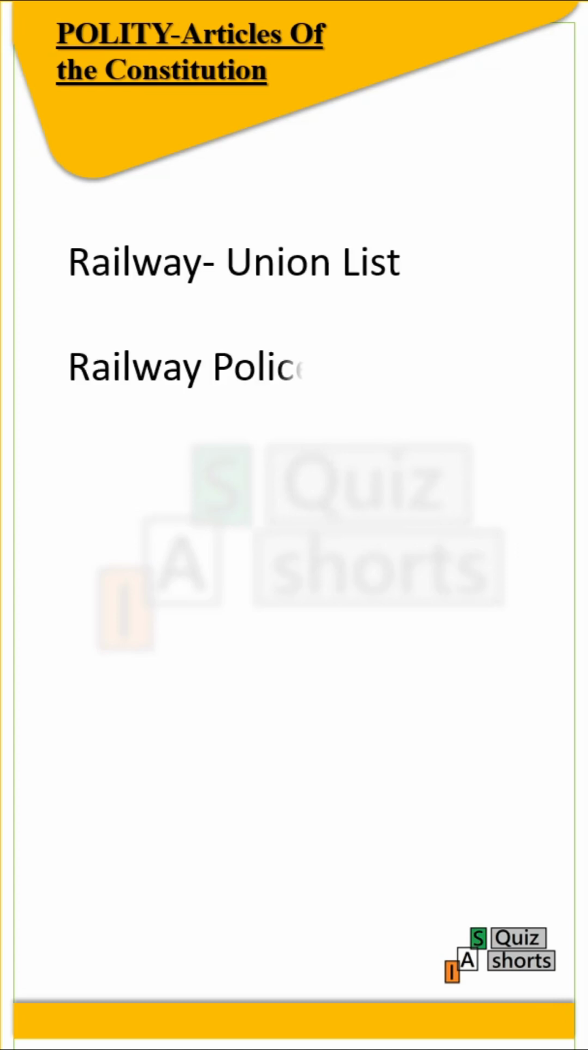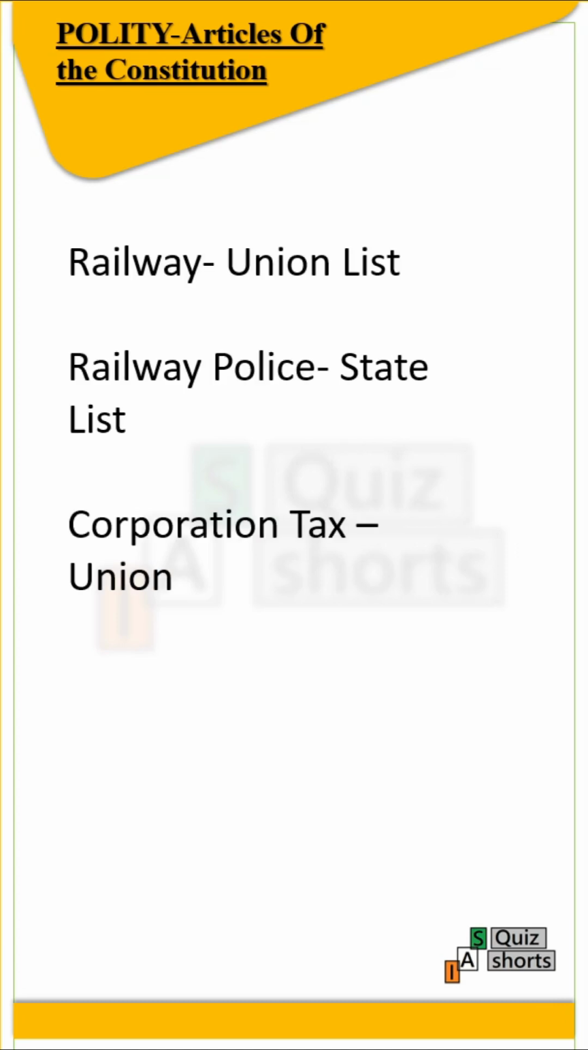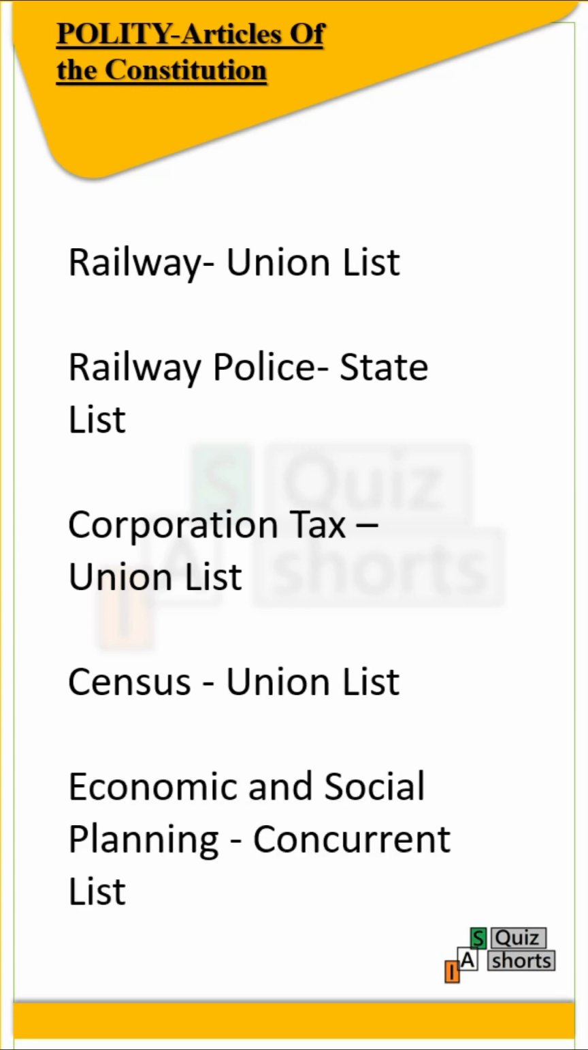Railway is in union list. Railway police is in state list. Corporation tax is in union list. Census is in union list. Economic and social planning is in concurrent list. This was asked in UPPCS 2001 prelims exam.